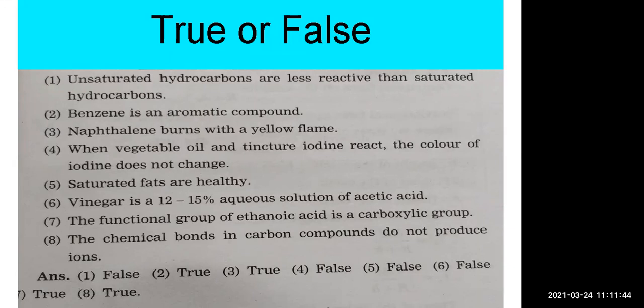Then, the chemical bonds in the carbon compounds do not produce ions. Obviously, how would the chemical bonds produce ions? They will not produce them. So that's why it is a true statement.